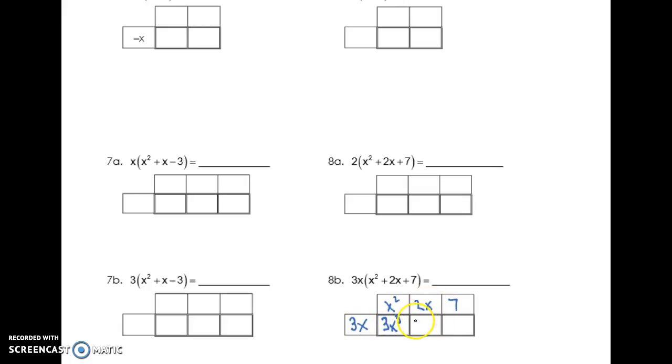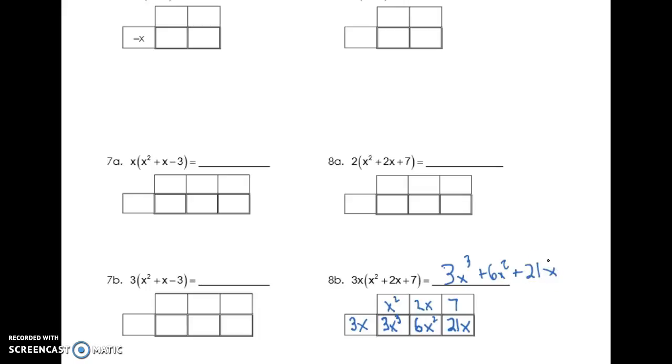3x times 2x, 3 times 2 is 6. x times x is x squared. And then 3x times 7 is 21, so 21x. Final answer, 3x to the third plus 6x squared plus 21x.